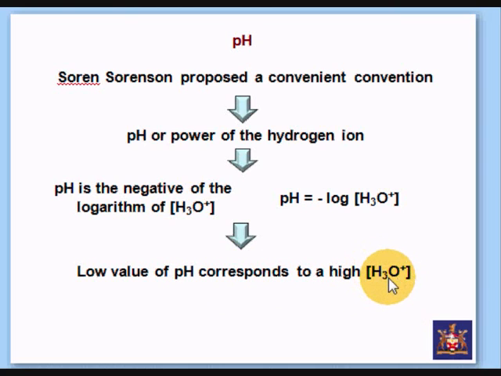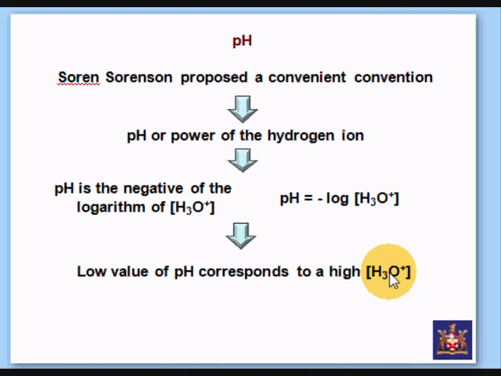A concentration of 10 to the minus 7 ends up being a pH of 7 or thereabouts, as opposed to if you have a higher concentration. Now remember, these are negative powers, indices. 10 to the minus 7 is one concentration. If I take a higher concentration, then that would be 10 to the minus 6, and higher than that would be 10 to the minus 5, and then 10 to the minus 4.